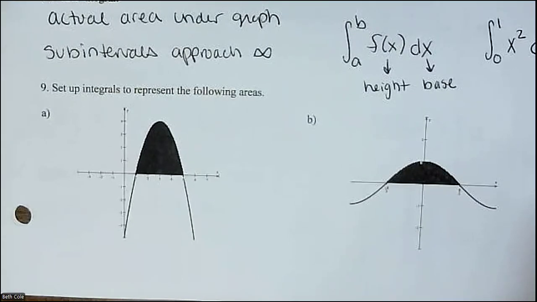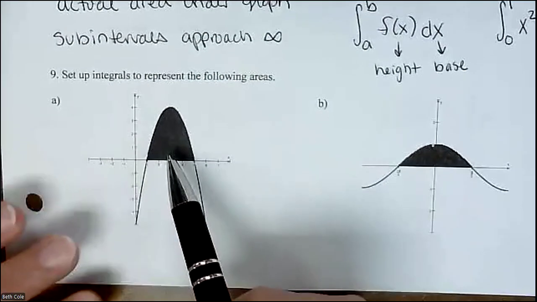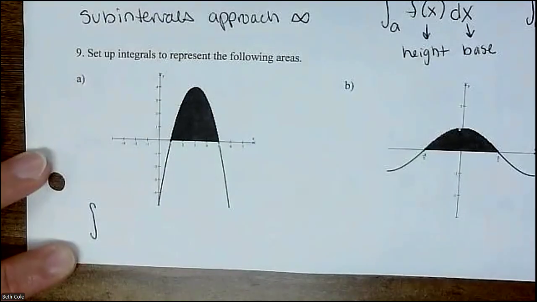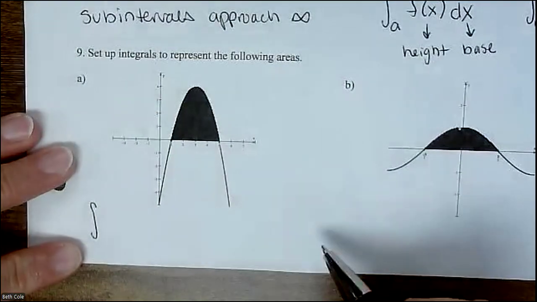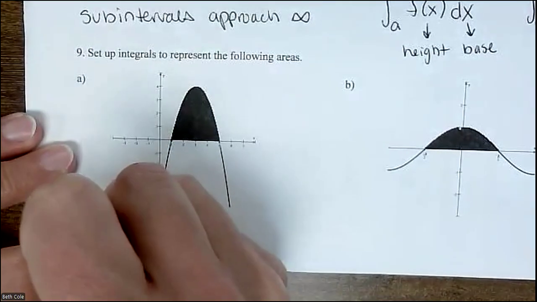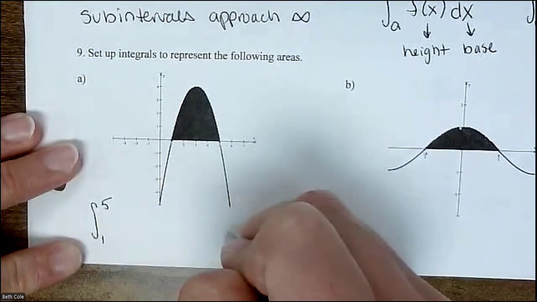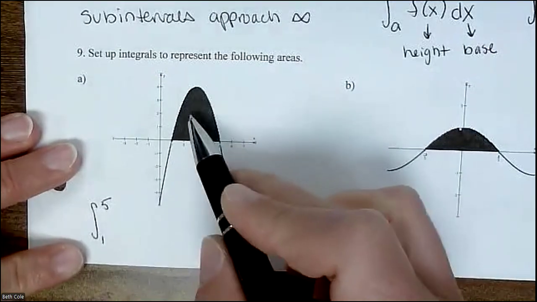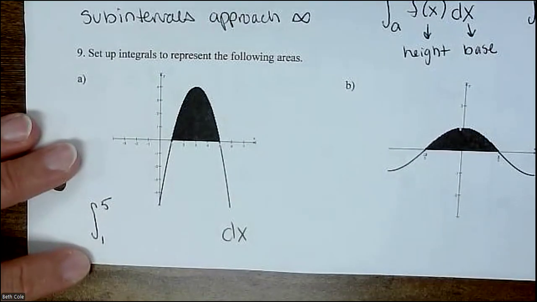You can find areas of all kinds of wonky shapes, like this one. We're just going to practice setting it up for right now. It'll be the integral from where to where? I'm just trying to get you used to the notation. So from where to where for this? 1 to 5 is it. Leave a gap and put a dx at the end. And we need to write a function for that parabola. This is kind of like welcome back to Algebra 2 / pre-calculus.